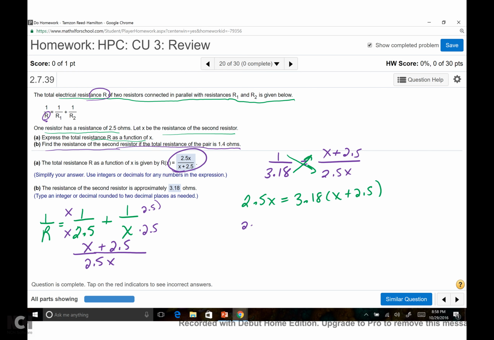Simplify this, I have 2.5x equals 3.18x plus 3.18 times 2.5 is 7.95. So now if I want to get x alone, I'm going to do negative 3.18x.